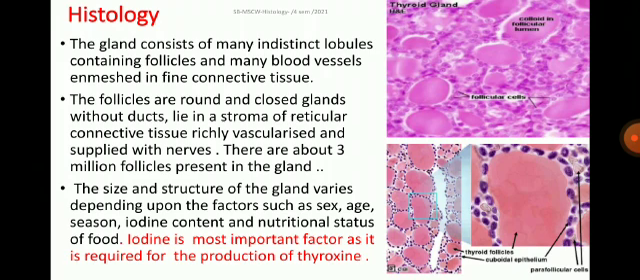And also the cells called parafollicular cells can be seen, which do not protrude into the lumen but share the common basement membrane like that of the follicle cell. So the size and the structure of the gland vary depending upon factors such as the sex of a person, age, season, temperature, iodine content and nutritional status of the food. As we all know, iodine is the most important factor as it is required for the production of the hormone called thyroxine.